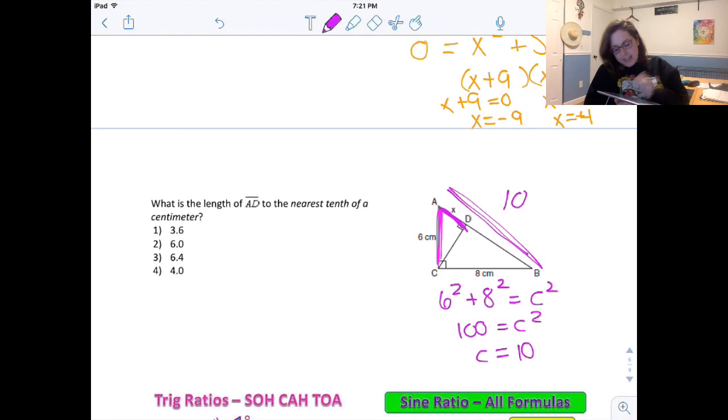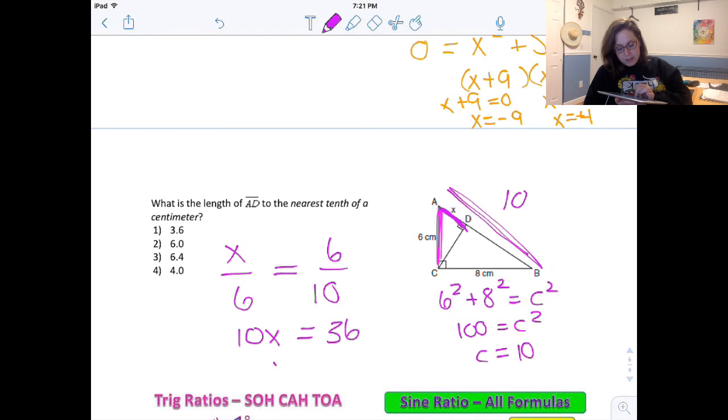So let's set this up. The one that's its own color repeats, 6 and 6. The other two I will set up in opposite places, doesn't matter where. So I get 10x equals 36. So x equals 3.6. There are other ways to do that, but that is the fastest one. Okay, send any questions on those.